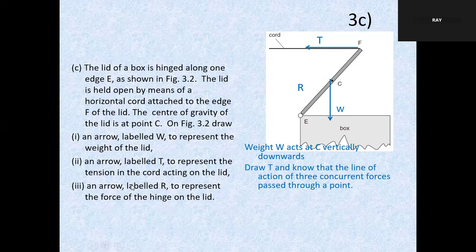Then draw an arrow, label R to represent the force of the hinge on the lid. So the three forces must pass through a point. The lines of action of three forces must pass through a point. So produce it backwards. So the third force must pass through here.